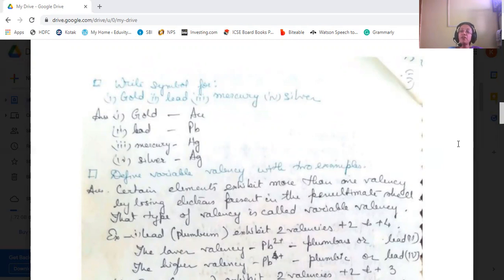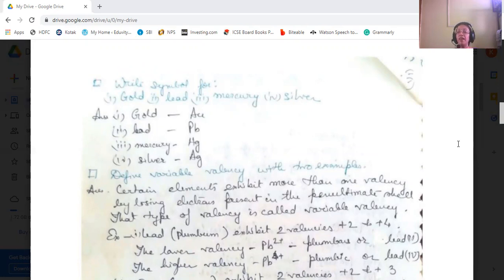Now define variable valency with two examples. I have told you when I was discussing the chapter in my chapter videos that variable valency is where certain elements exhibit more than one valency because they lose electrons not only from their ultimate shell, that is the last shell, but also from the penultimate shell. So that makes the variable valency for the elements.